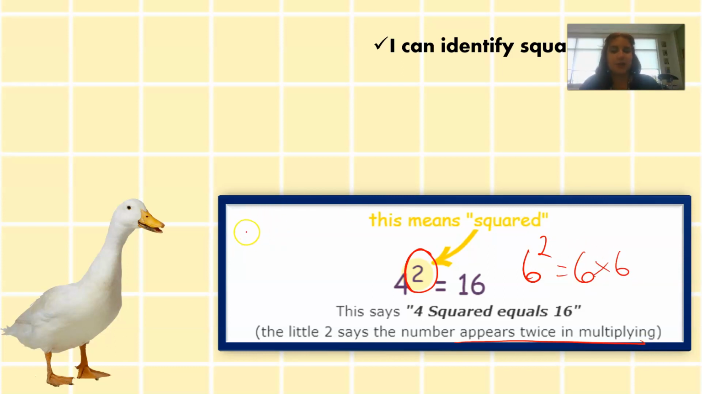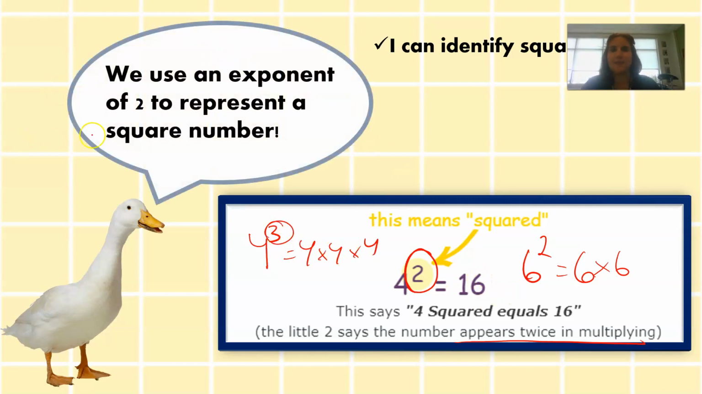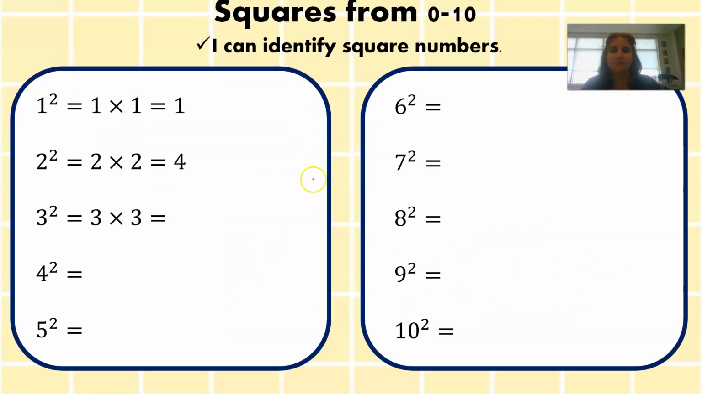And later on we'll learn other exponents. So you can have 4 to the third power, which is 4 times 4 times 4. So this just tells you how many times to multiply. So we use an exponent of 2 to represent a square number.